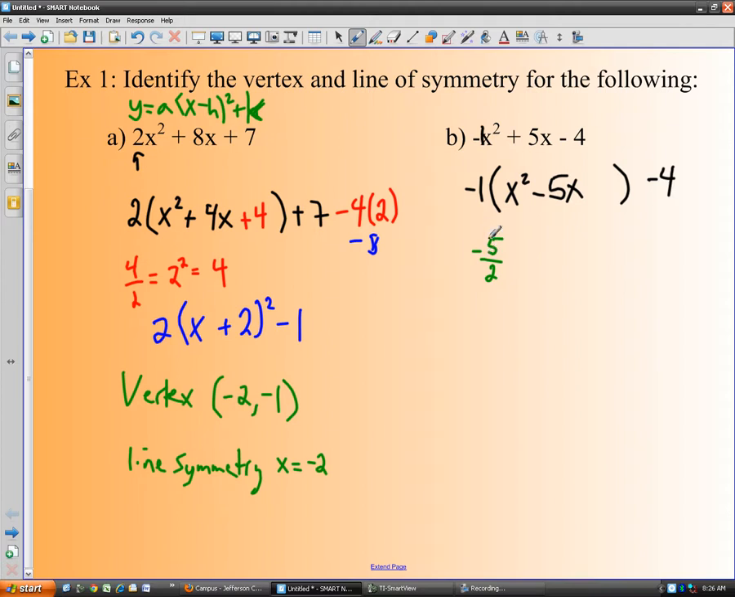So then I'm just going to square that number, which gives me 25 over 4. And so that's the number that I add and subtract. So I'm going to add 25 over 4, and I'm going to subtract 25 over 4. But you might be saying, wait, what about that negative 1 out front? So that 25 over 4 inside gets multiplied by negative 1. So this guy over here also needs to get multiplied by the negative 1.